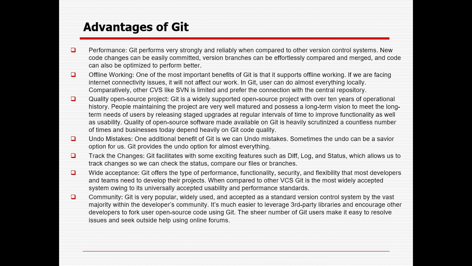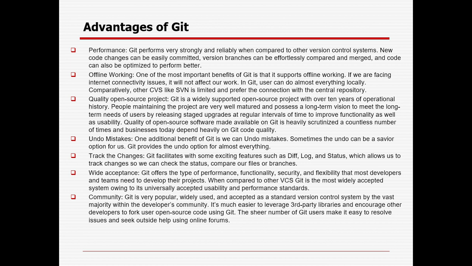Undo mistakes. We can undo a mistake with the help of the first 7 digits of the commit ID. Track the changes, right? We can track whatever changes we are doing. Git facilitates exciting features such as git diff, git log, git status, which allow us to track changes. So we can check the status, and compare our files or branches.